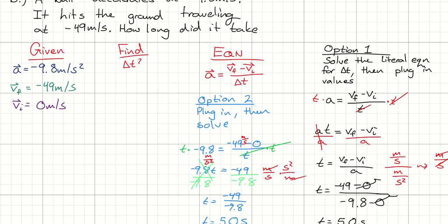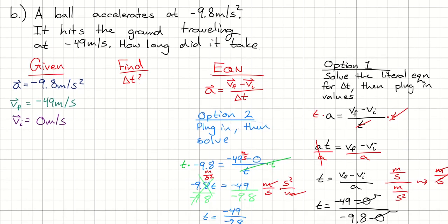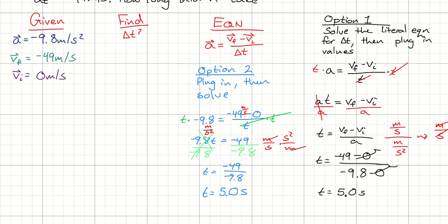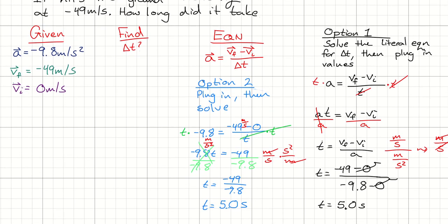Anytime that we write a problem with context, what's the actual answer to this question? How long did it take? So how do you put that in the context of the problem? It took 5 seconds for what to happen? For it to reach the ground. Boom. 5.0 seconds for the ball to fall.